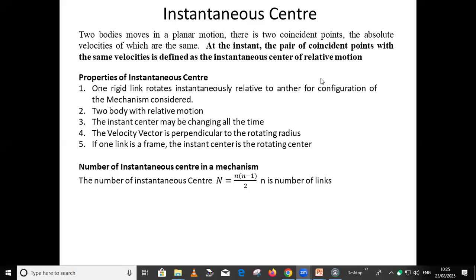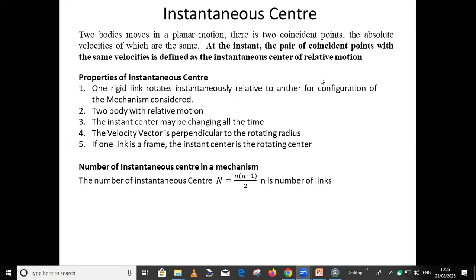Hello, in today's class, we'll discuss the instantaneous center. When two bodies are moving in a direction, they have some constant points, these two constant points, which have an absolute velocity. Whenever there is a pair of constant points with the same velocity, it's moving. At that time, you need to locate the center of rotation for that relative motion. So this ICR will represent the relative motion of link 1 with respect to link 2.